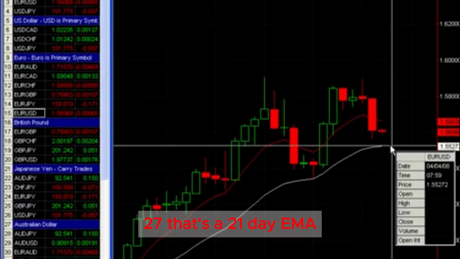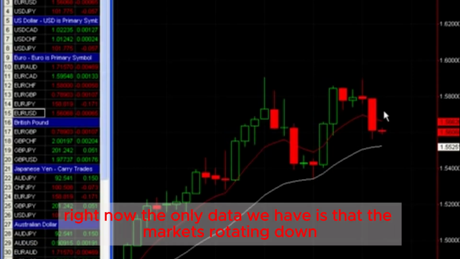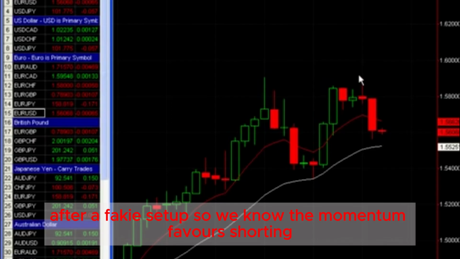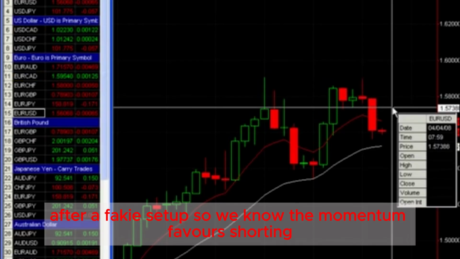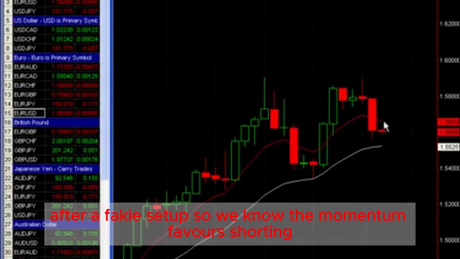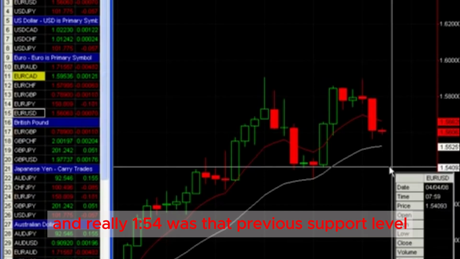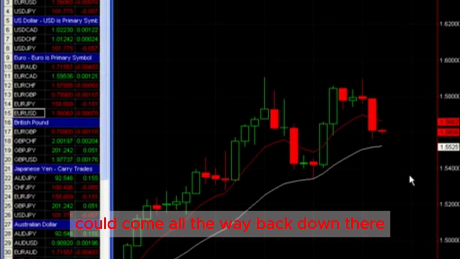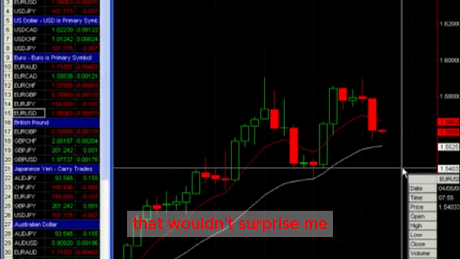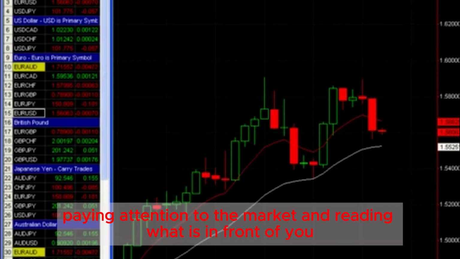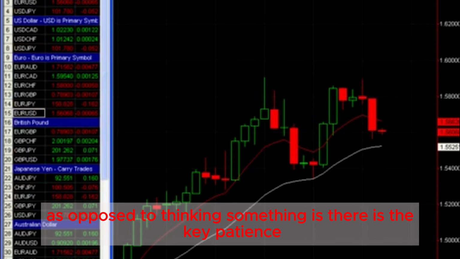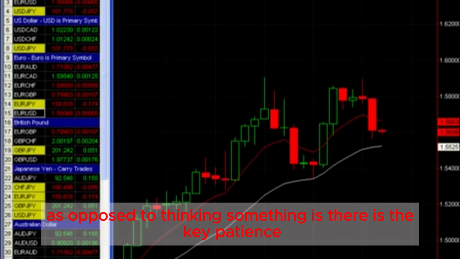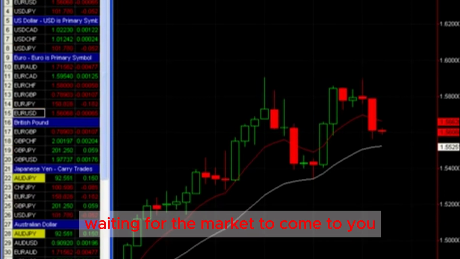That's the 21-day EMA. Right now, the only data we have is that the market's rotating down after a fakey setup, so we know that the momentum favors shorting. And really, 154 was that previous support level. It could come all the way back down there. That wouldn't surprise me. Paying attention to the market and reading what is in front of you, as opposed to thinking something is there, is the key. Patience, waiting for the market to come to you.